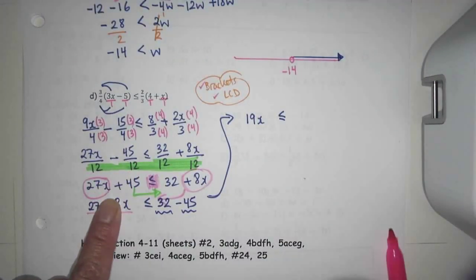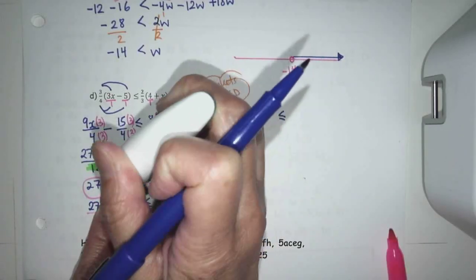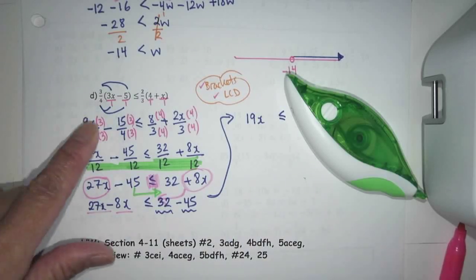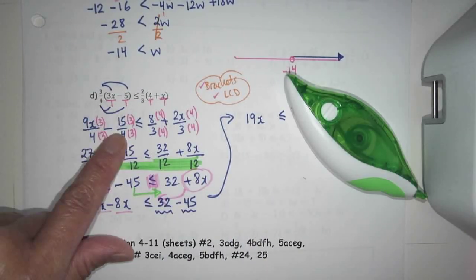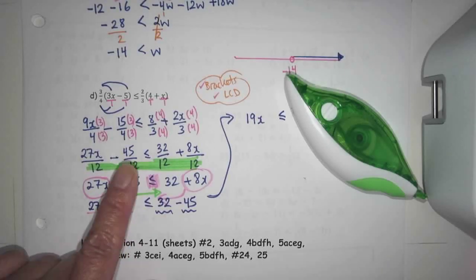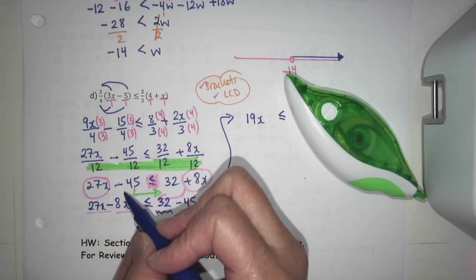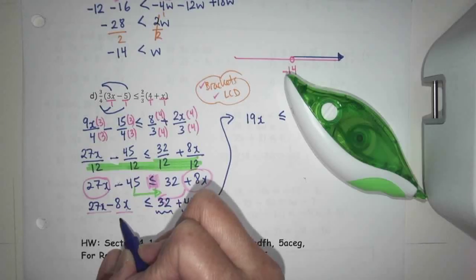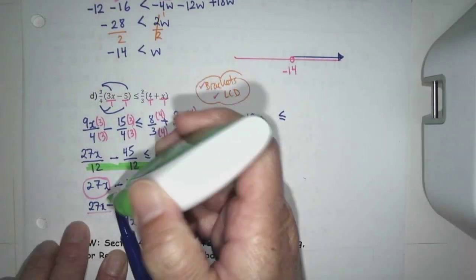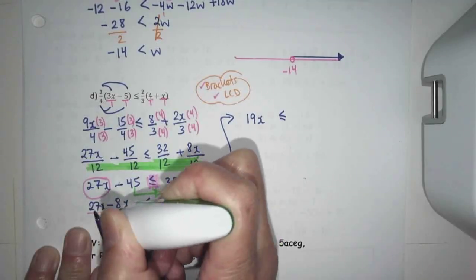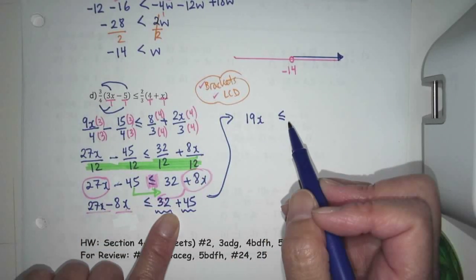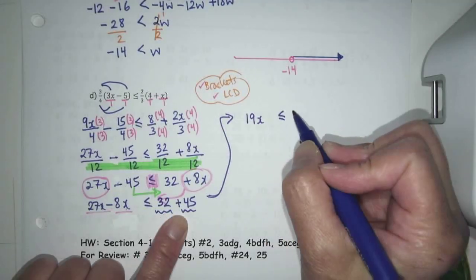And then here, this would be 45. Right? So that did not change signs. 3 times negative 5 is negative 15. I should have carried it down here. I still did this lowest common. That's okay. 45 will come over here as plus 45. So we're going to get 19x, less than or equal, and 32 plus 45 is 77.